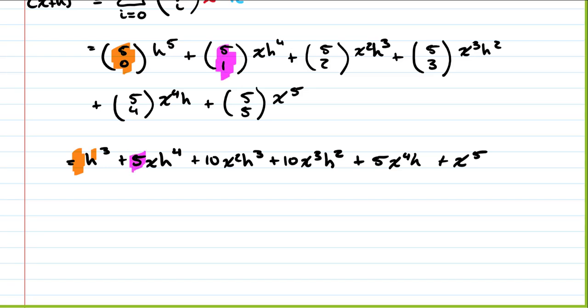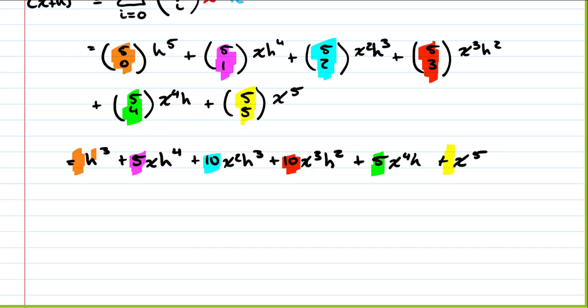5 choose 1 is 5. 5 choose 2 was 10. 5 choose 3 was also 10. 5 choose 4 is 5. And lastly, 5 choose 5 is the coefficient of 1. And then our variables come down for the ride.